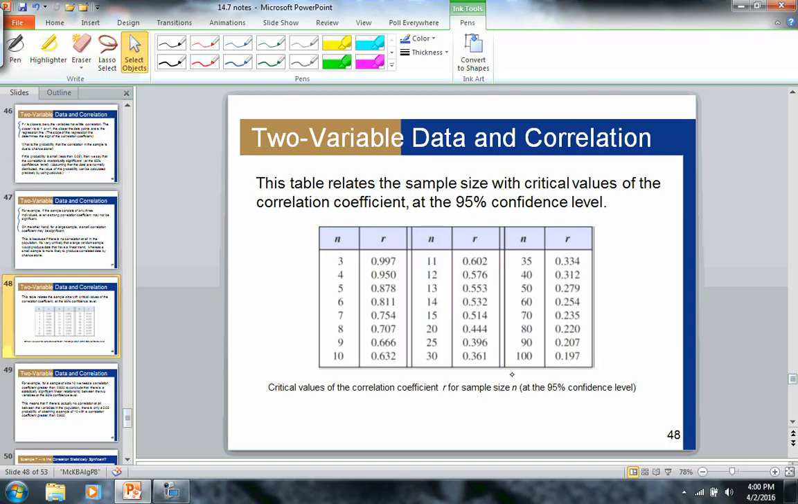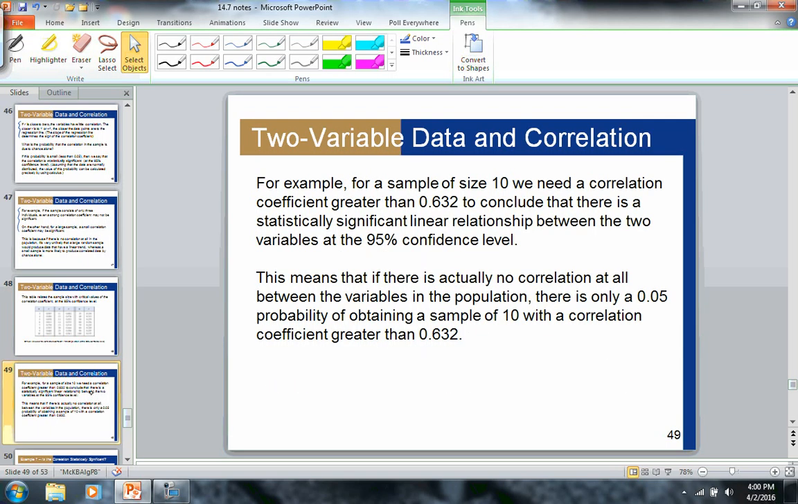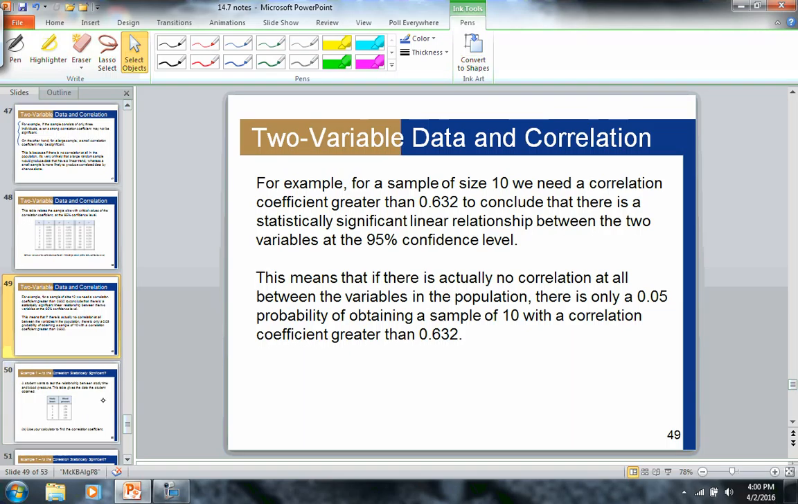So if you sample 100 people, then to show that your data is statistically significant, you need a correlation coefficient of 0.197. That's it. But if you sample 5 people, you need a correlation coefficient of 0.878. So that's a big difference. So you want to sample more people, so that way you have to have a smaller correlation coefficient to show that your information is statistically significant. Okay, so that's just a further elaboration of what I explained.